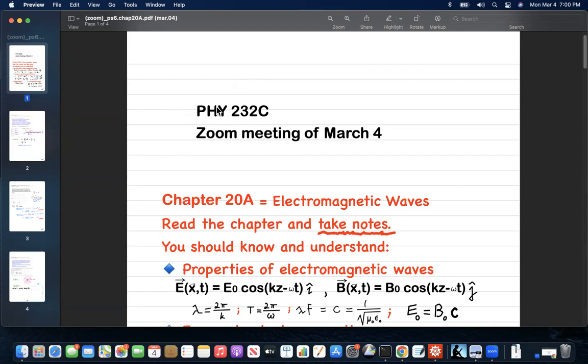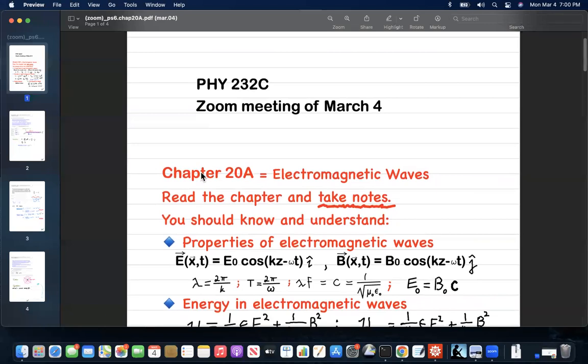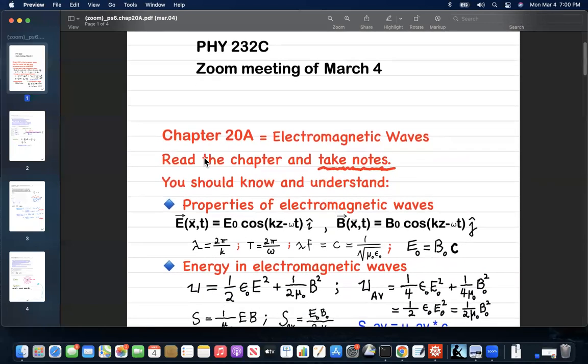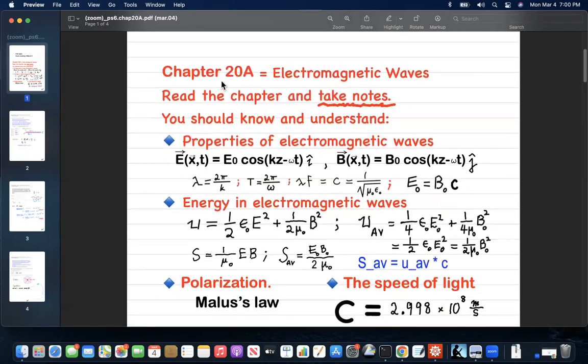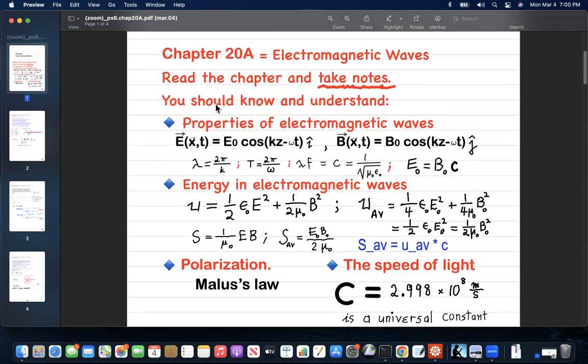Well, for the next few days, we'll be studying Chapter 20, Part 1 on electromagnetic waves. So you should read the first half of Chapter 20 and take notes. You should recognize these equations. They should be in your notes.